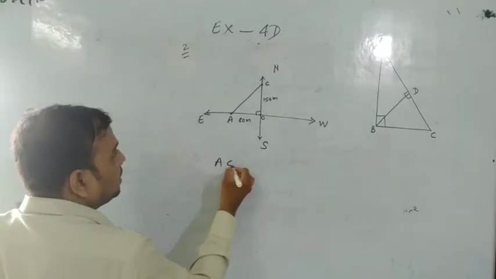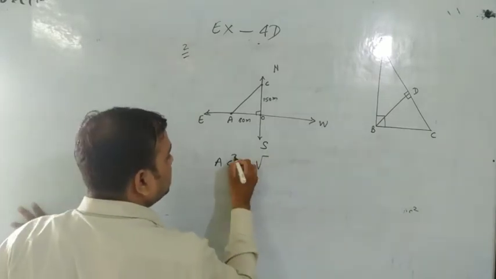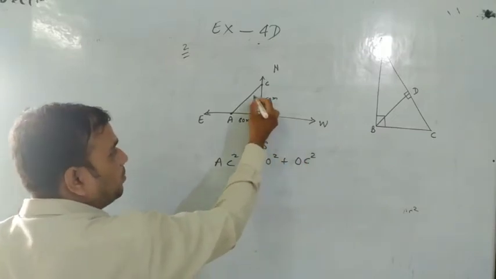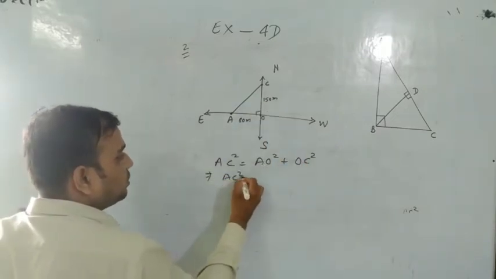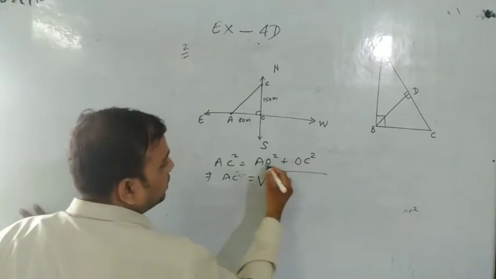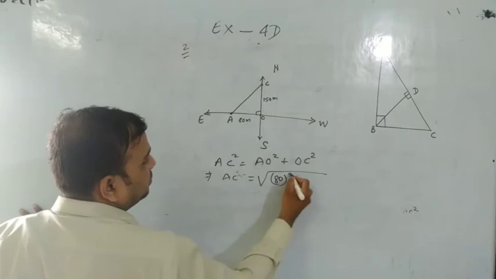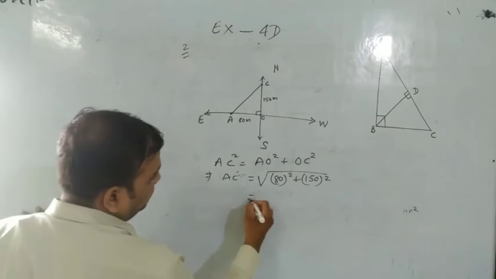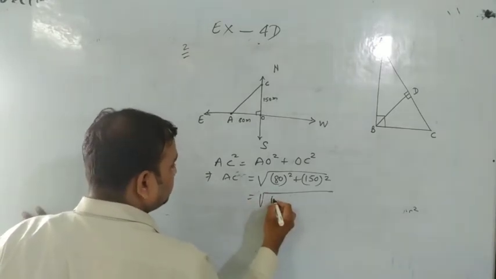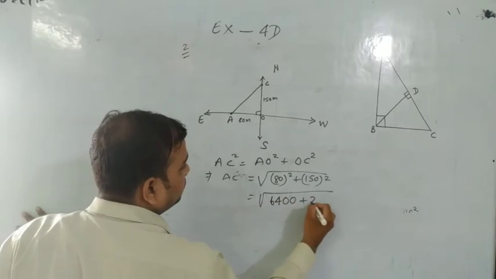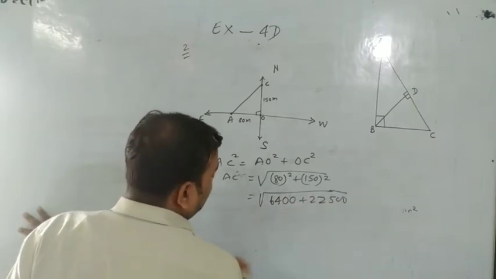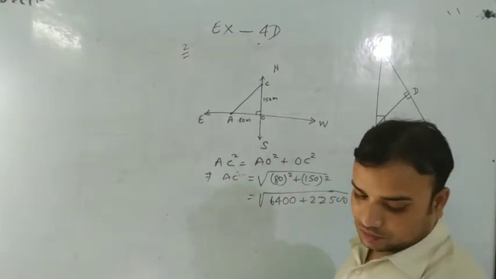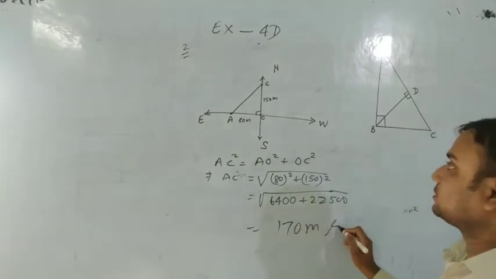So dear guys, AC equals what? AC square equals AO square plus OC square, because this is 90 degrees, by using the Pythagoras theorem. AC equals the square root of OA square plus OC square. OA means 80 meters square, OC means 150 square. Solve this question. After solving this, the answer is 170 meters.